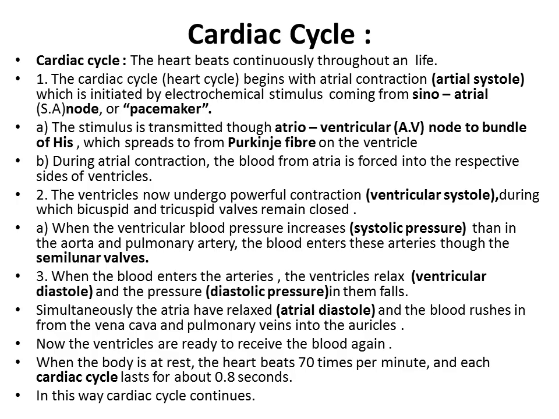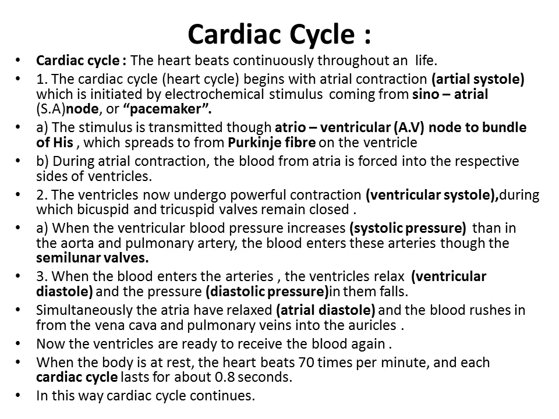Then during atrial contraction, the blood from atria is forced into the respective sides of the ventricles. The ventricles now undergo powerful contraction, that is ventricular systole, during which bicuspid and tricuspid valves remain closed. When the ventricular blood pressure increases, that is systolic pressure, the blood enters the aorta and pulmonary artery through the semilunar valves, that is aortic and pulmonary valves. When the blood enters the arteries, the ventricles relax, which is called ventricular diastole, and the pressure, that is diastolic pressure, then falls.